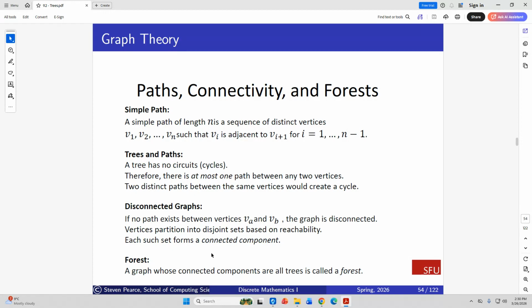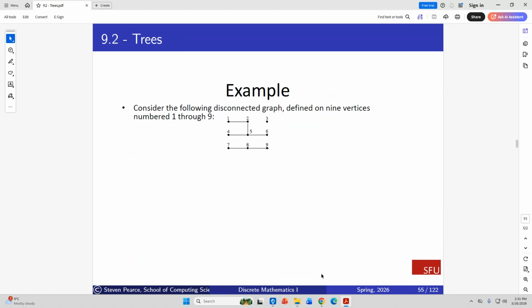Disconnected graphs. Well, that's for forests, right? A forest is a graph whose connected components are all trees, and we already know that's just a bunch of trees that are partitioned apart from each other. So here's an example. Consider the following disconnected graph. This is disconnected. We have a lone vertex, and then we have these two subgraphs. So this is a forest right here.